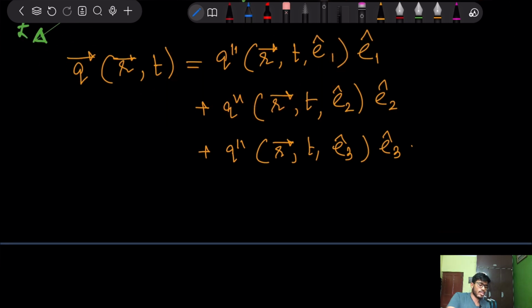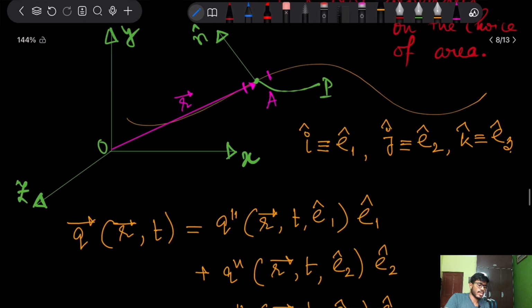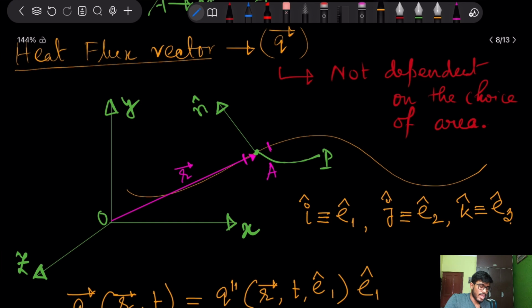Now if on this surface, this is an elemental surface dA around this point P, what will be the heat flux through this point P? That will be given by this one. This will be collinear with this n cap, and this is q double dash, a function of r, t and n cap.